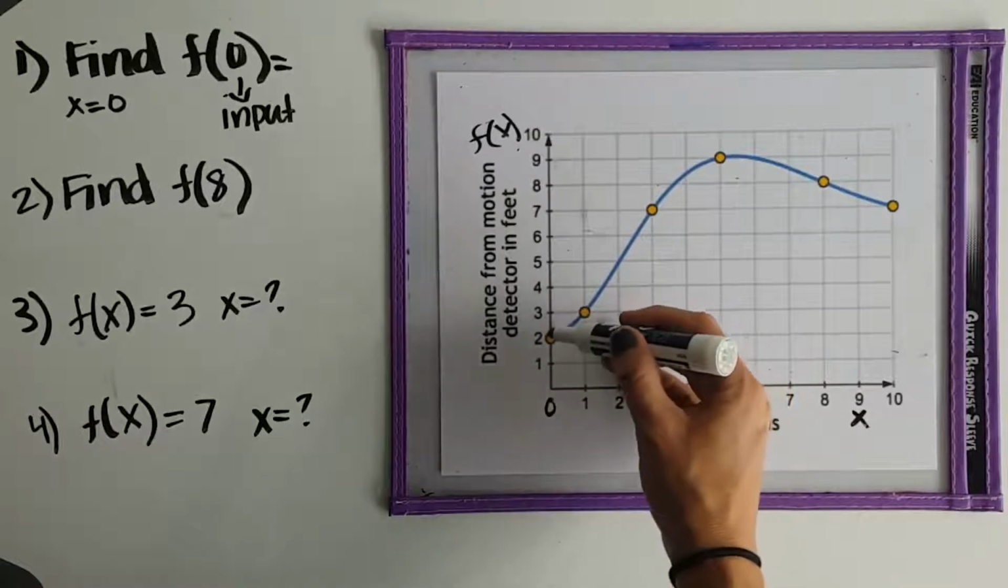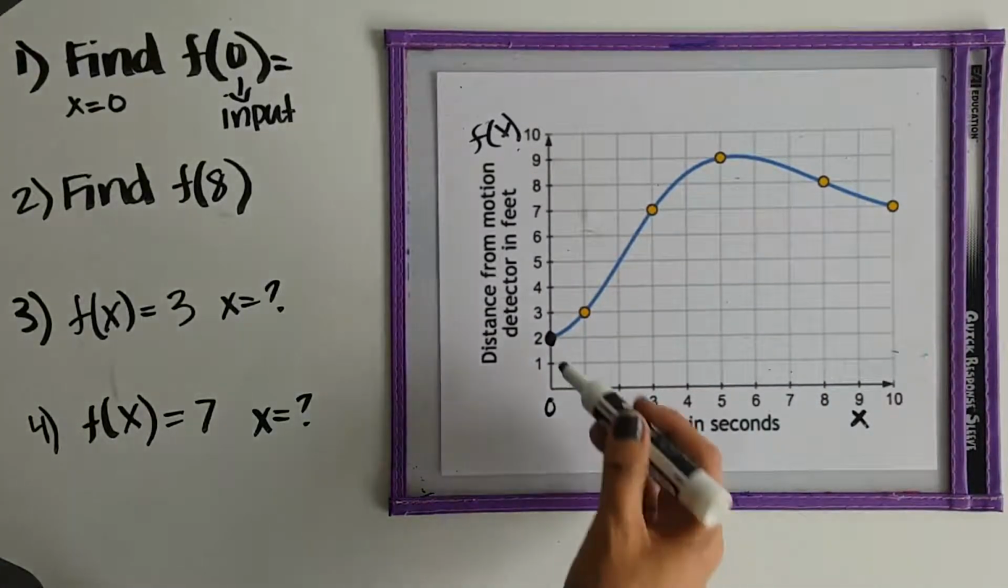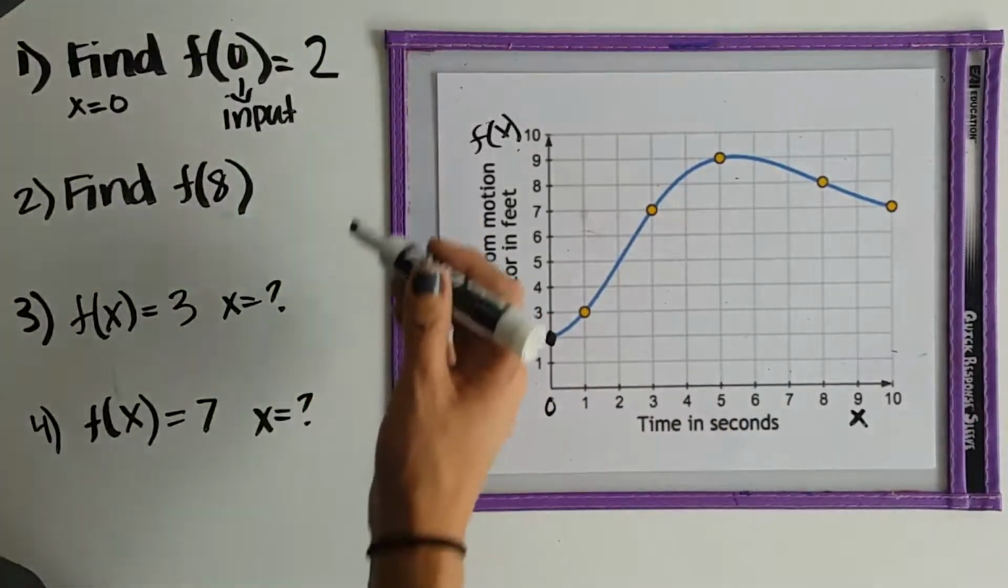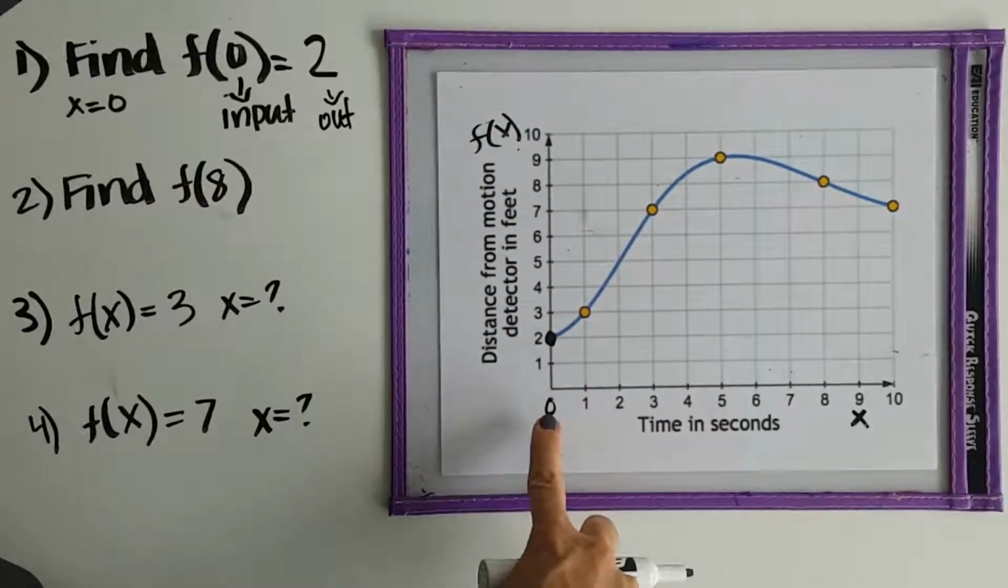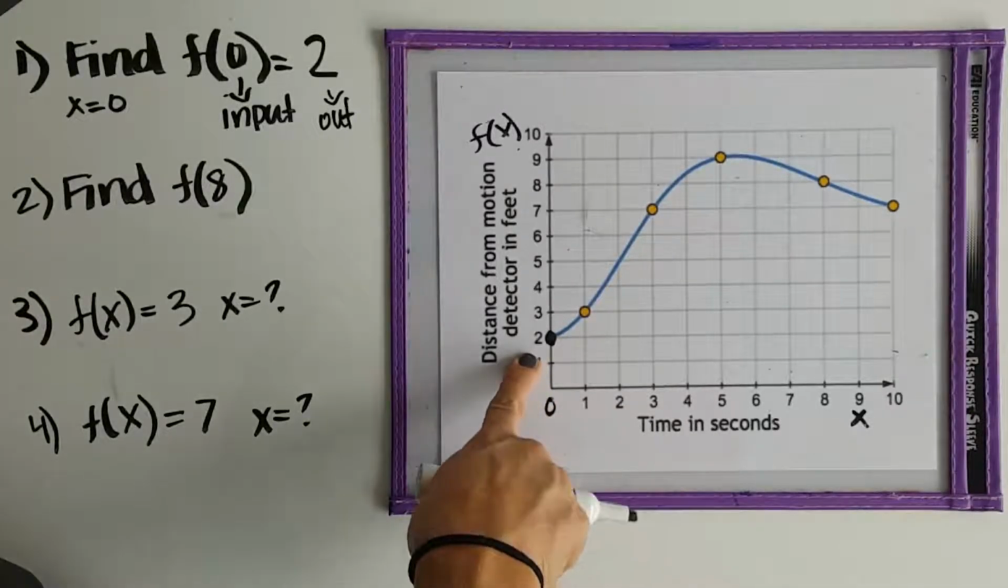So I go up. There's the point on my graph. So the y value there would be 2. So when I have 0 as an input, I should get out a 2. This means at 0 seconds, the person is 2 feet from the motion detector.